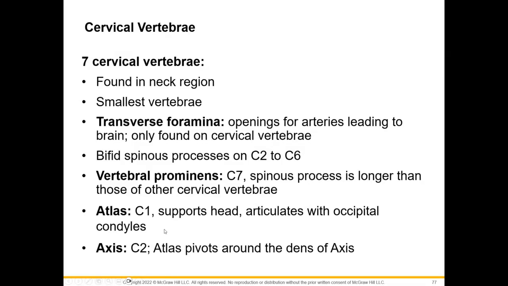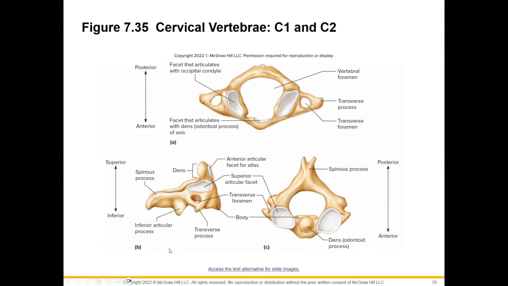The atlas, C1, that is the first vertebra. It supports the head. It articulates with the occipital condyles, and it's called the atlas because of the Greek figure who had the earth on his back, carried it. The axis is right under the atlas. It's called the axis because it actually pivots. That allows you to move your head in the no kind of motion.